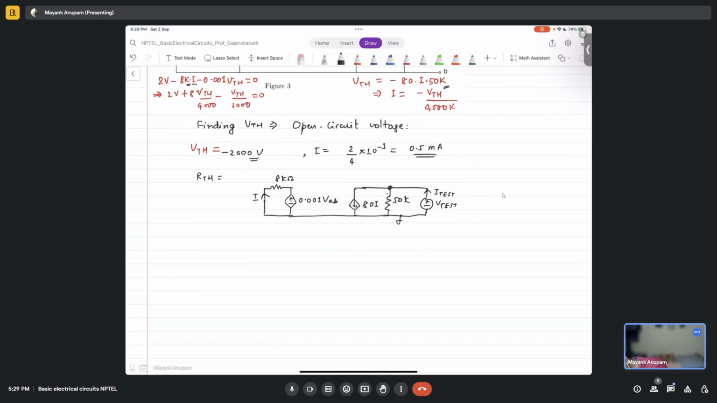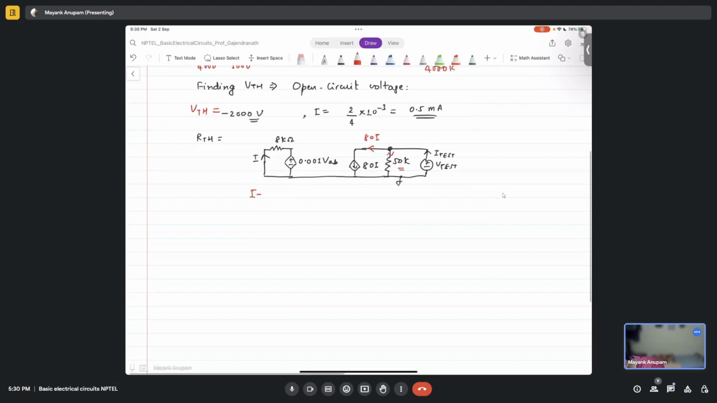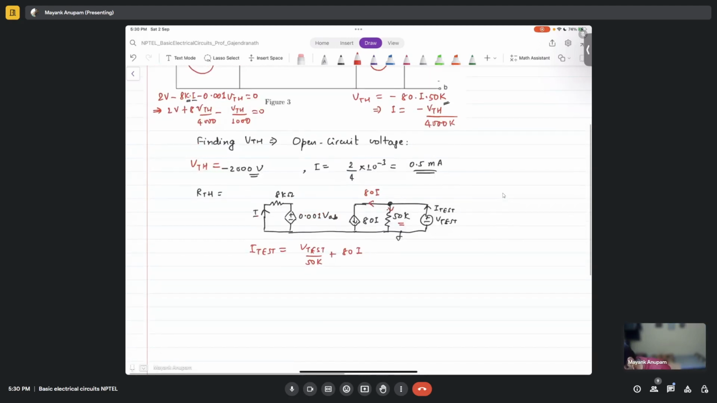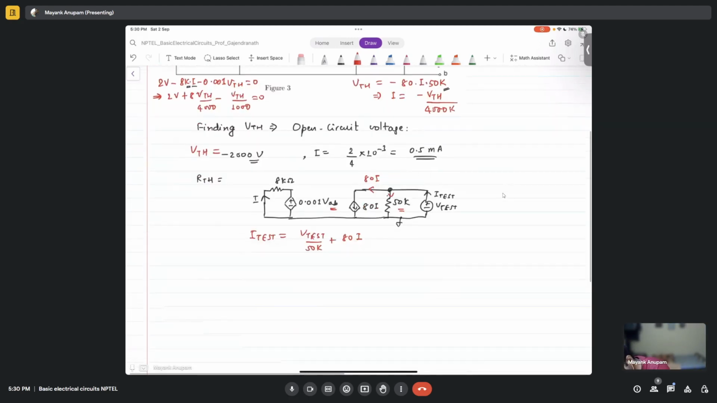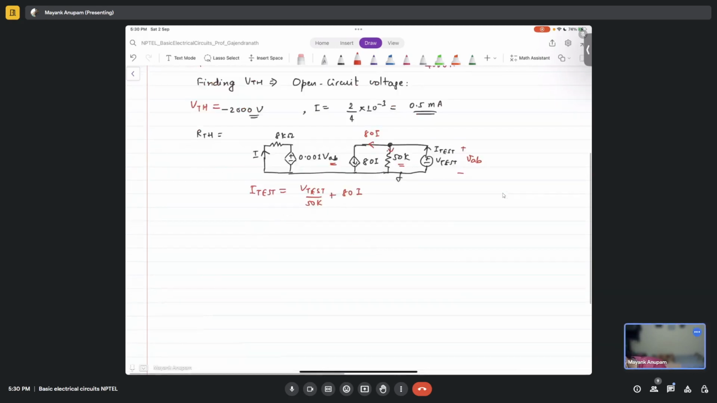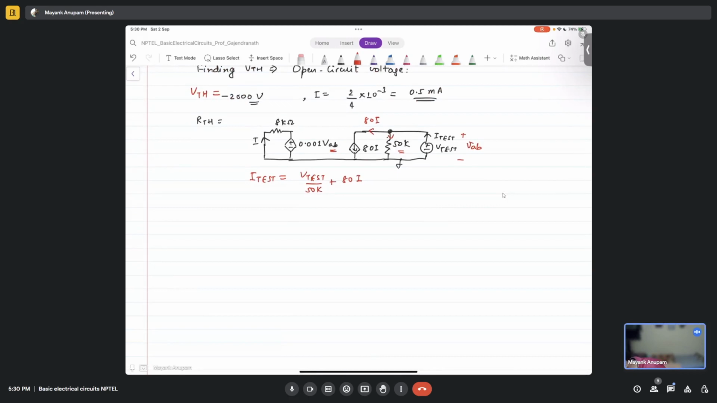So how much is the current in this? 80 times I, right? So this will be 80 I, the current here. This will be 80 I plus, how much? V test upon 50K, right? So total current I test will be V test upon 50K plus 80 into I. And what is VAB here? VAB is actually V test, right?